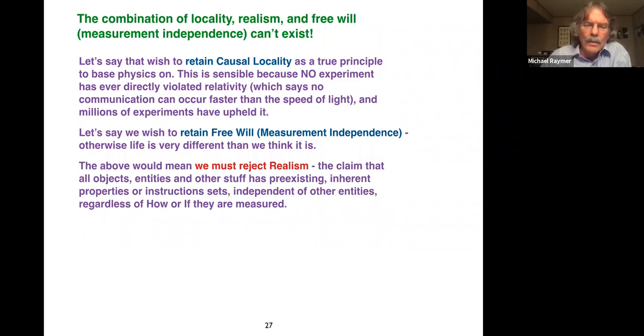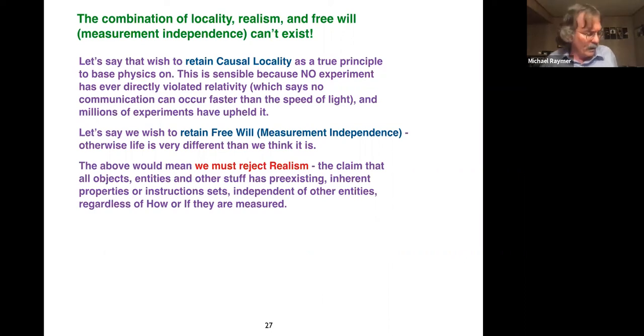So this means we must reject realism, because it was one of the bases of our calculations. When we created those tables, in order to prove that Q could not be greater than 2, we had to assume that the values that were never measured, or the properties that were never measured, nevertheless did have definite values. We just did not observe them. That's called realism.